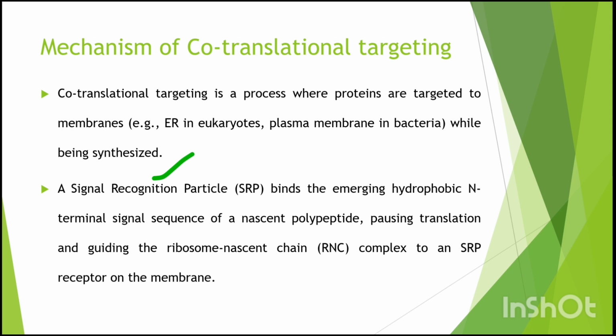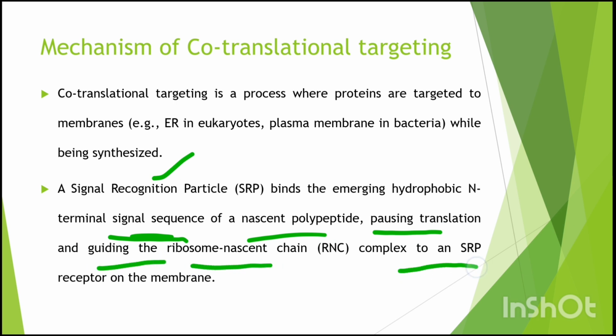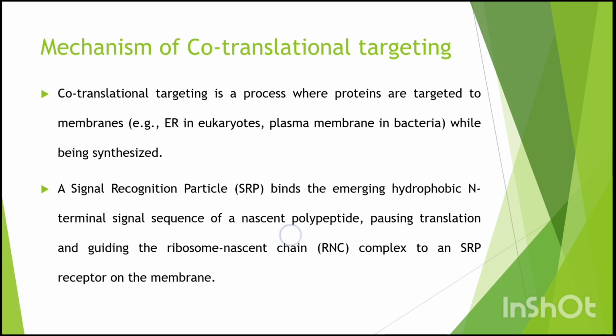So SRP, or signal recognition particle, first attaches to the signal sequence of the nascent polypeptide, or freshly manufactured linear chain of protein. It leads to the pause of translation, guiding the ribosome nascent chain complex to the SRP receptor on the endoplasmic reticulum membrane.